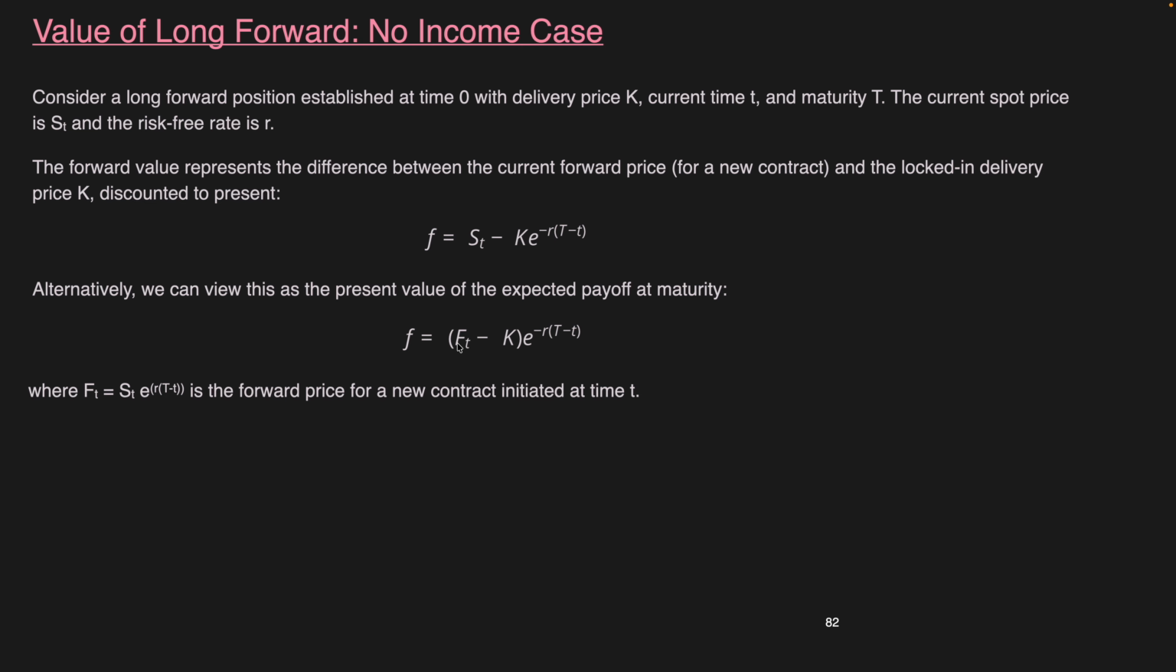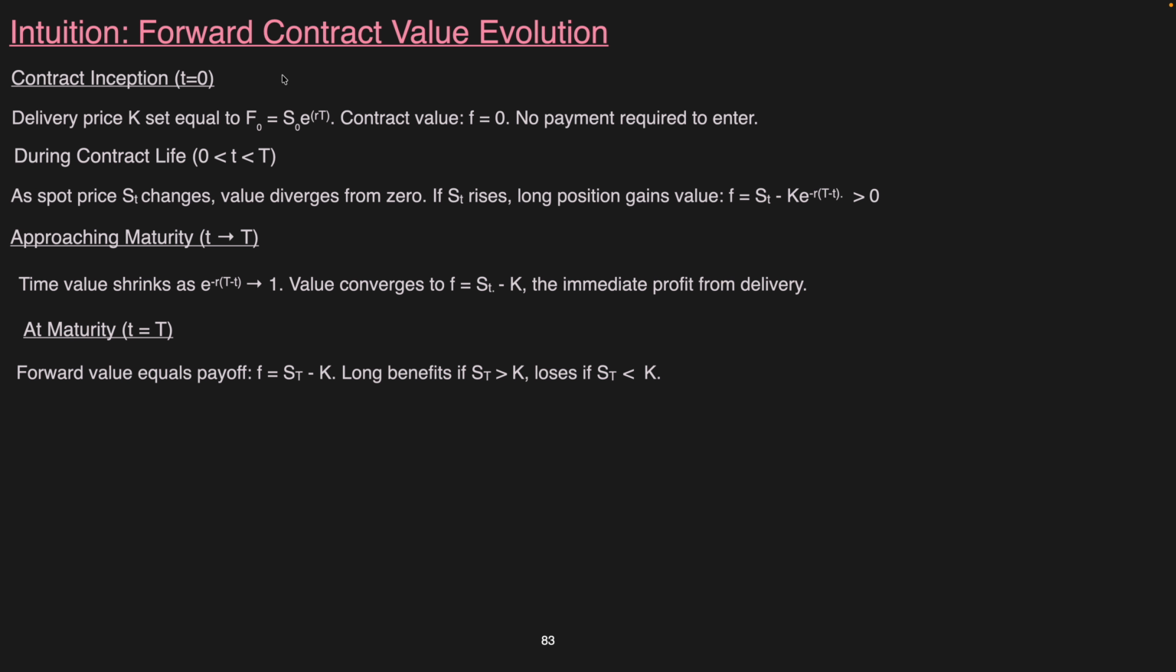So that is what has been represented. So if you say F_t into e to the power of minus r into (T minus t), I hope you understood this concept. Now, how does it evolve? Let us say at the inception of the contract, the delivery price K will be set equal to F0, which is equal to S0 into e to the power of rT.